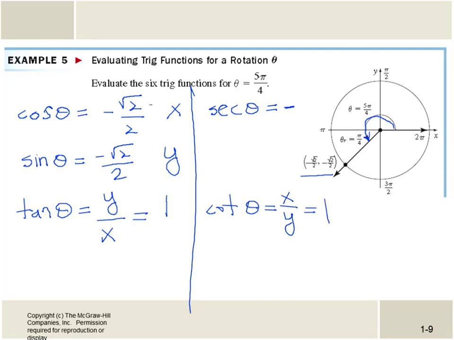Here it's going to be 2 over the square root of 2, and if you rationalize it, it becomes minus the square root of 2. And the cosecant would be the same. I'm sorry, minus the square root of 2. Minus the square root of 2. Does this make sense to everybody?